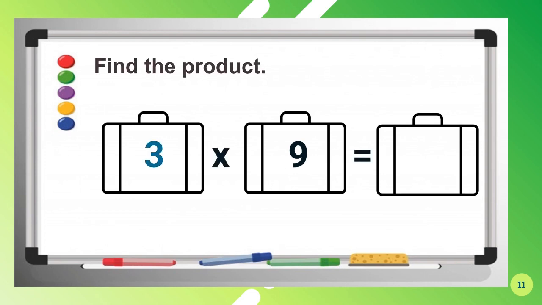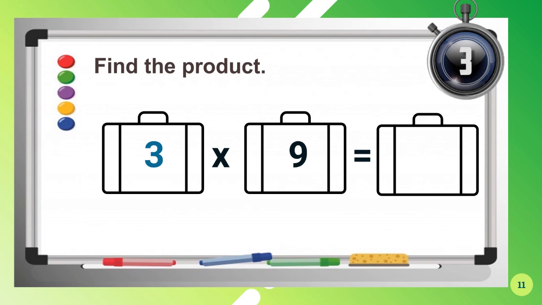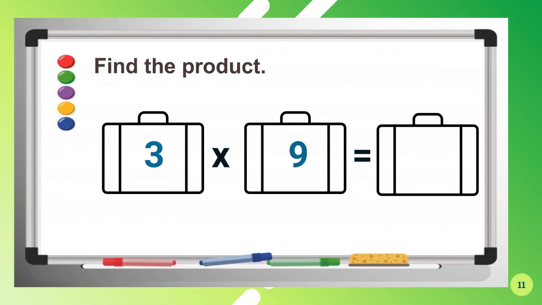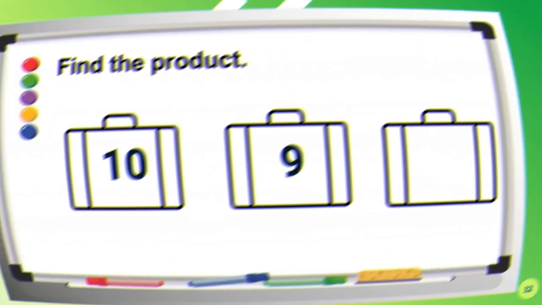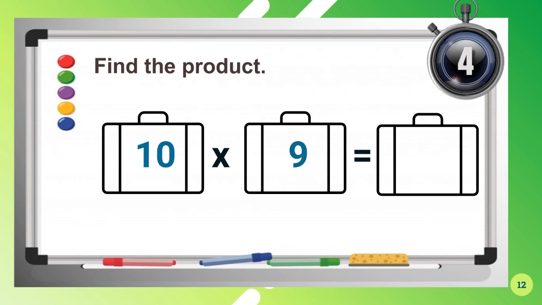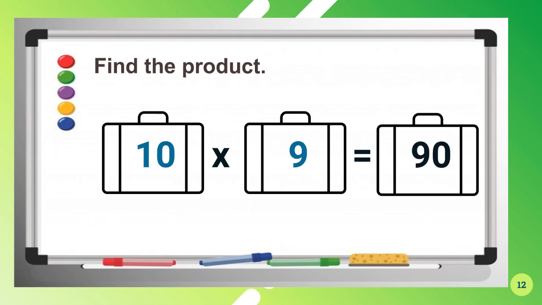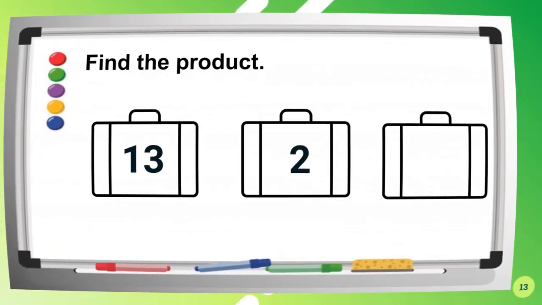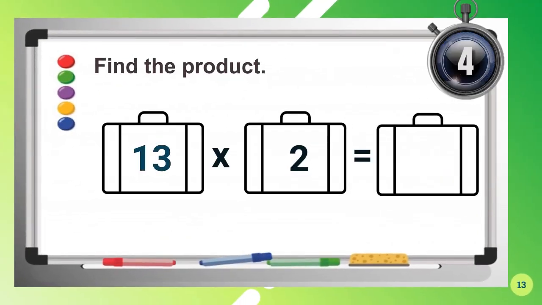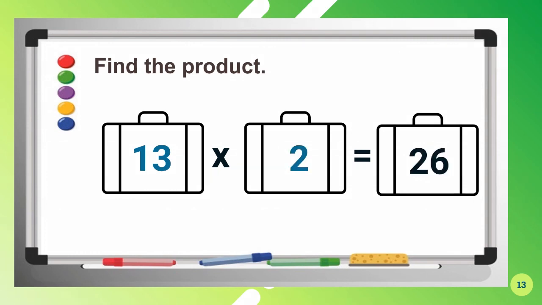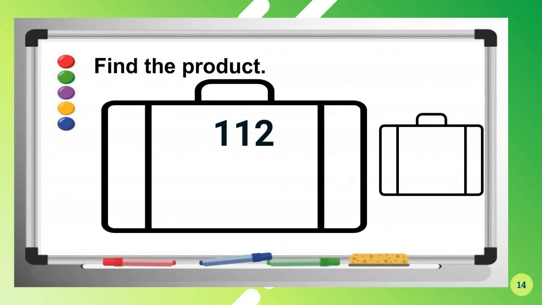3 times 9 is equal to? Correct! It's 27. 10 times 9 is equal to? Terrific! It's 90. 13 times 2 is equal to? Perfect! It's 26. How about 112 times 3?